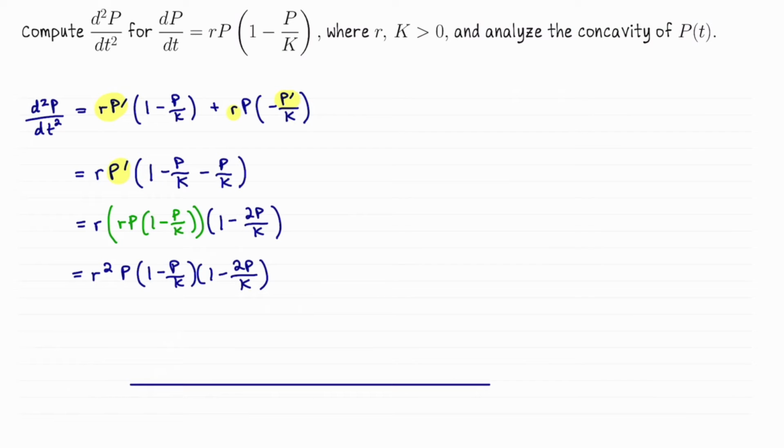Okay, so here's our number line. And we're going to have that the second derivative is 0 when p equals 0. From this middle term, that's 0 when p equals k. And for the third term, that's 0 when 1 equals 2p over k, or in other words, p is k over 2. So let's order them as 0, k over 2, and k. Those are our 3 inflection points.